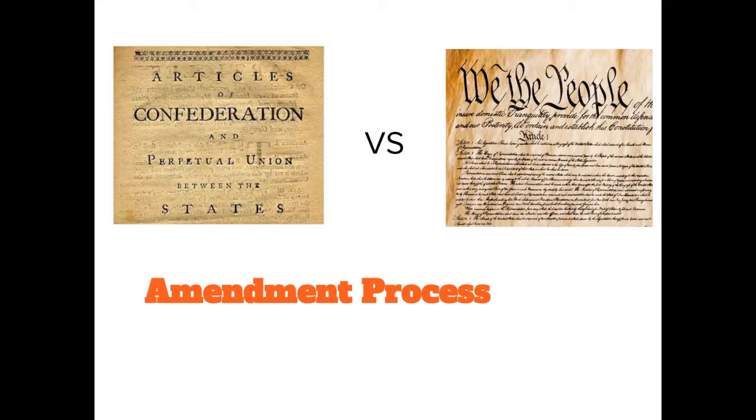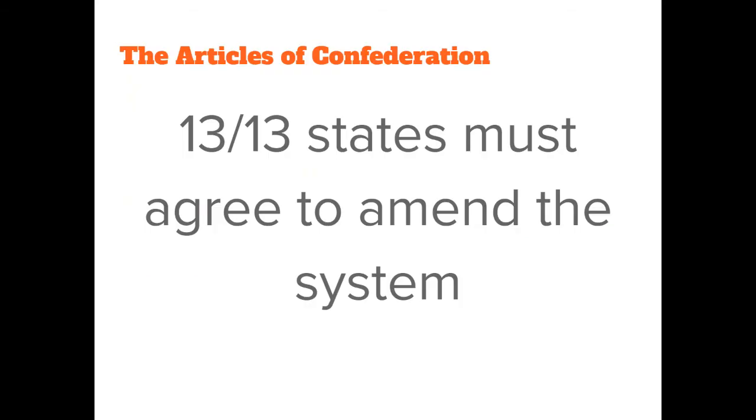An amendment is any change that's made to the way a government operates, or it adjusts the actual structure of the government. The amendment process was quite different between the Articles system and the system created by the Constitution. Under the Articles of Confederation system, the rules stated that 13 out of 13 states had to agree to amend any portion of the system.